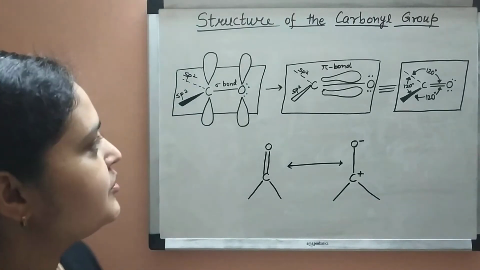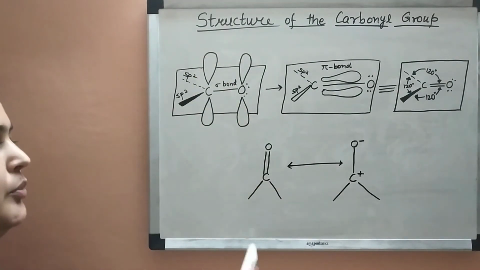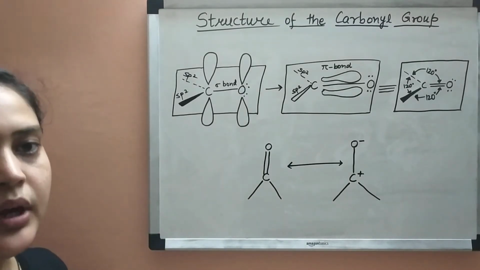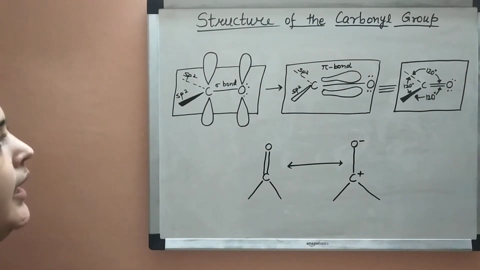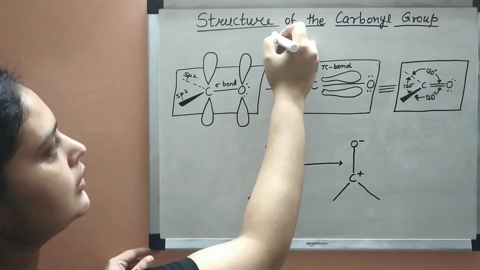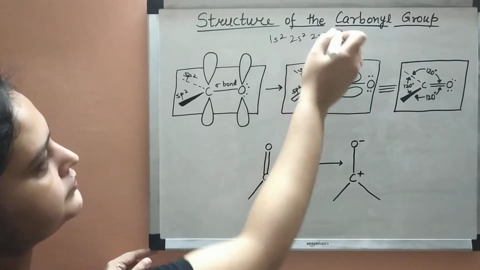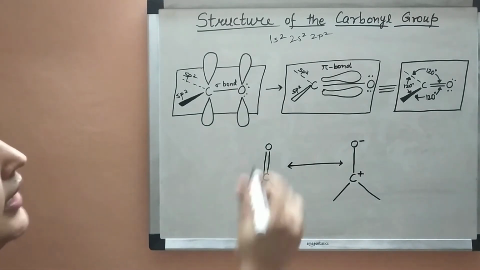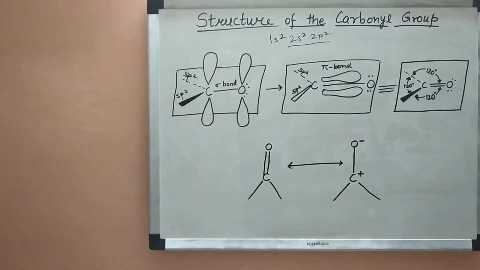Hello everyone. Today we'll start the topic structure of carbonyl group. So we represent carbonyl group as C double bond O. Here the carbon is sp2 hybridized because it makes double bond with the oxygen atom, and the electronic configuration of carbon is what? It is 1s2, 2s2, 2p2, right? Because its atomic number is 6.